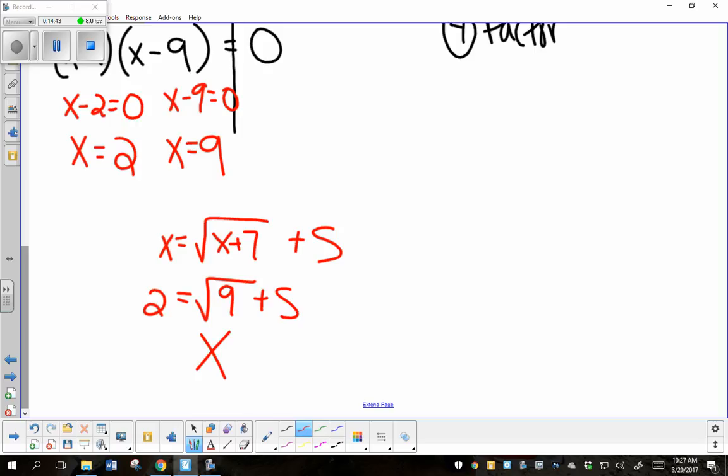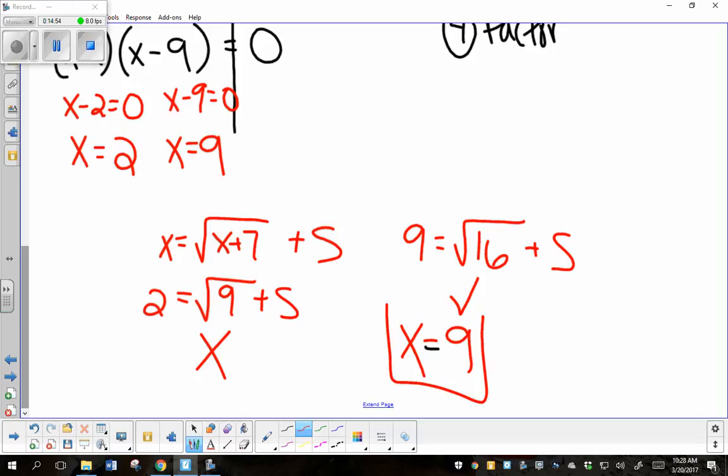Let's try 9. 9 equals the square root of 9 plus 7, which is 16, plus 5. Square root of 16 is 4, plus 5 is 9. That worked. I said it would. So x equals 9 is our only answer there. Okay, we'll stop there. We'll do the rest of the notes tomorrow. You're welcome.